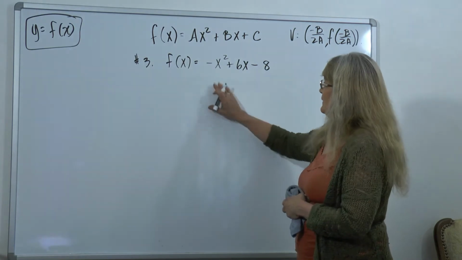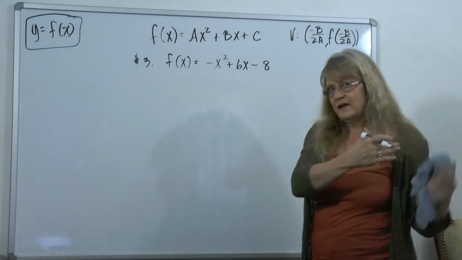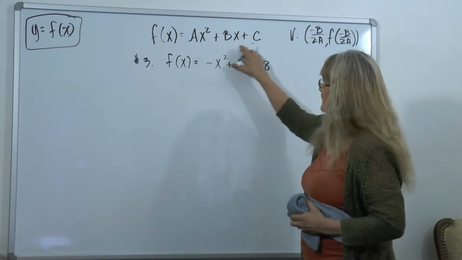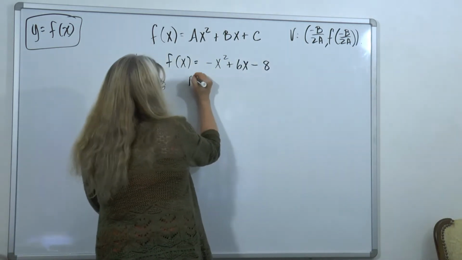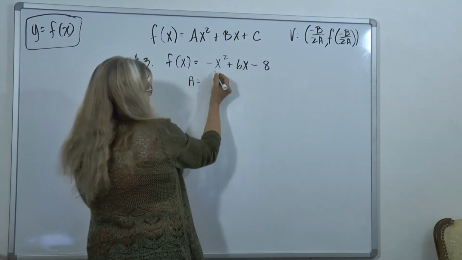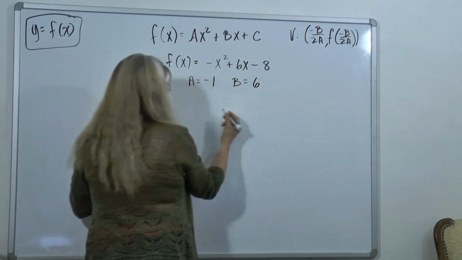Okay, so again, this doesn't have that binomial squared like the other problems, so it falls into this type of a function. So find out what your a is. In this case, a is -1 and b is 6.